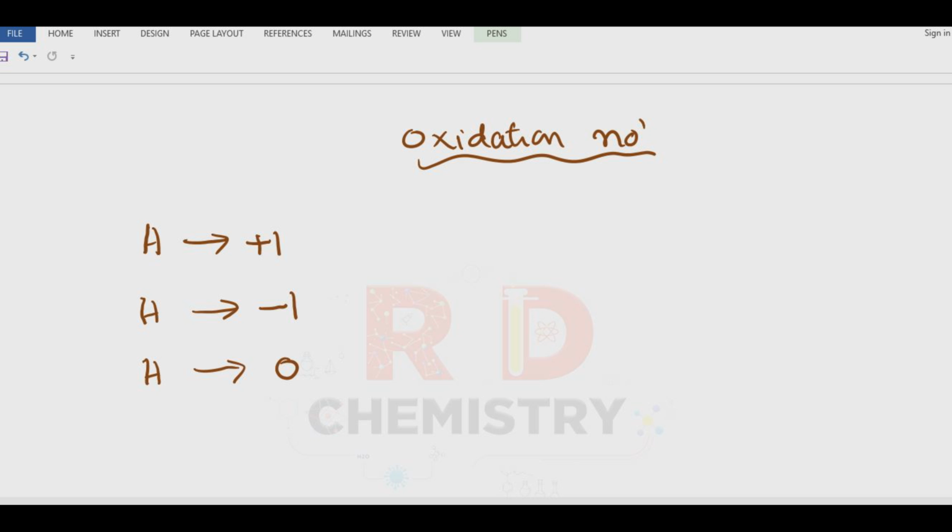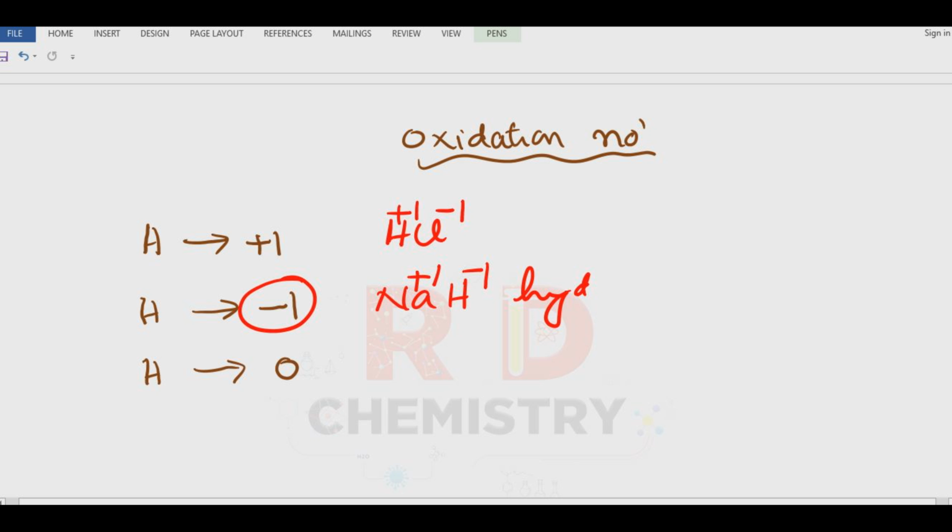When you solve the problems, you have to remember some of the oxidation numbers of the elements. For example, hydrogen is +1. Where is it +1? In hydrochloric acid, HCl. Hydrogen is +1, chloride is -1. So, some of the oxidation numbers are fixed in general compounds. But hydrogen can also have a -1 state. For example, sodium hydride. Sodium is always +1, hydride is -1. So it is a hydride compound. In hydride, hydrogen is always -1.